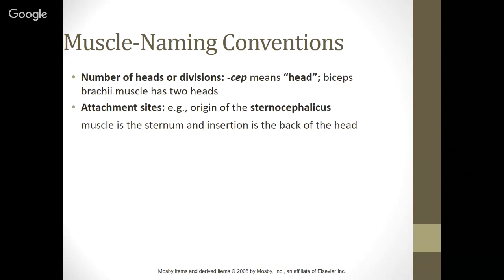We can also name it by the number of heads or divisions. So when we say ceps, that means head. Biceps would mean the biceps brachii has 2 heads. We can also name it based on attachment sites. So if we talk about the origin of the sternocephalicus, we can know that the origin is the sternum and the insertion is the back of the head.